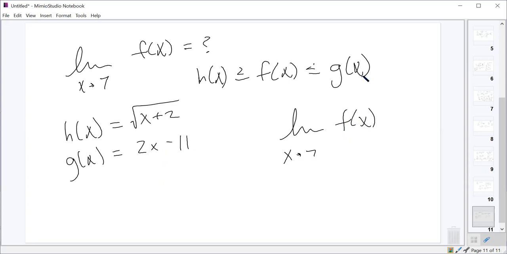know that f is sandwiched between g and h, and I can find the limit of h as we approach 7 to be 3, and I can find this one to also be 3, then therefore this one must also be 3. So you might see something like that, where they don't give you the function f of x, but they give you some other functions that surround it.